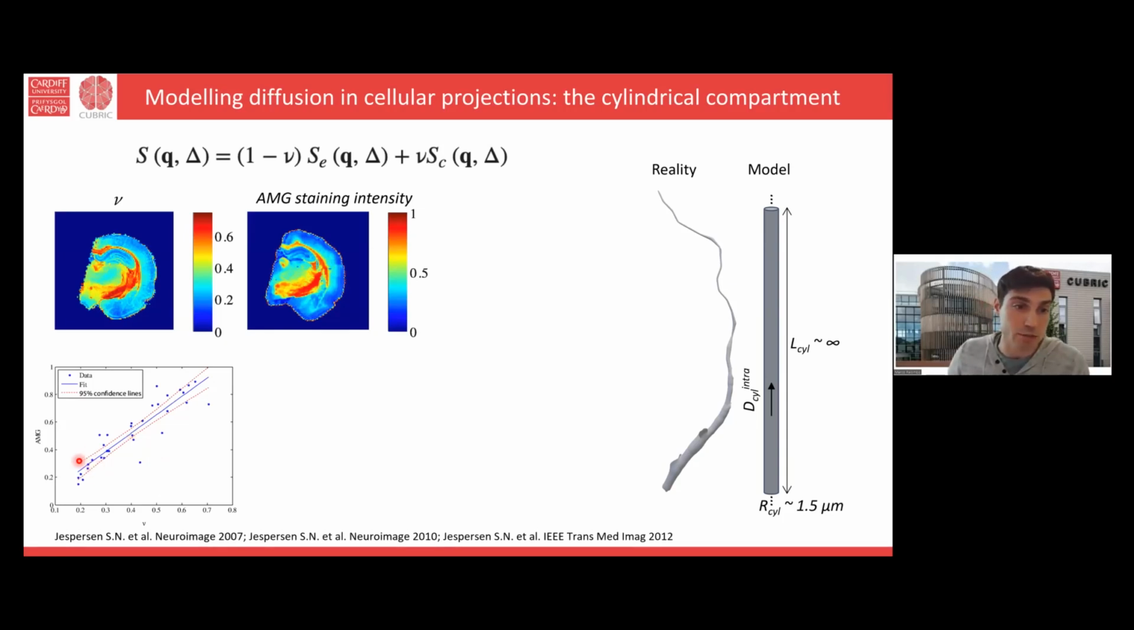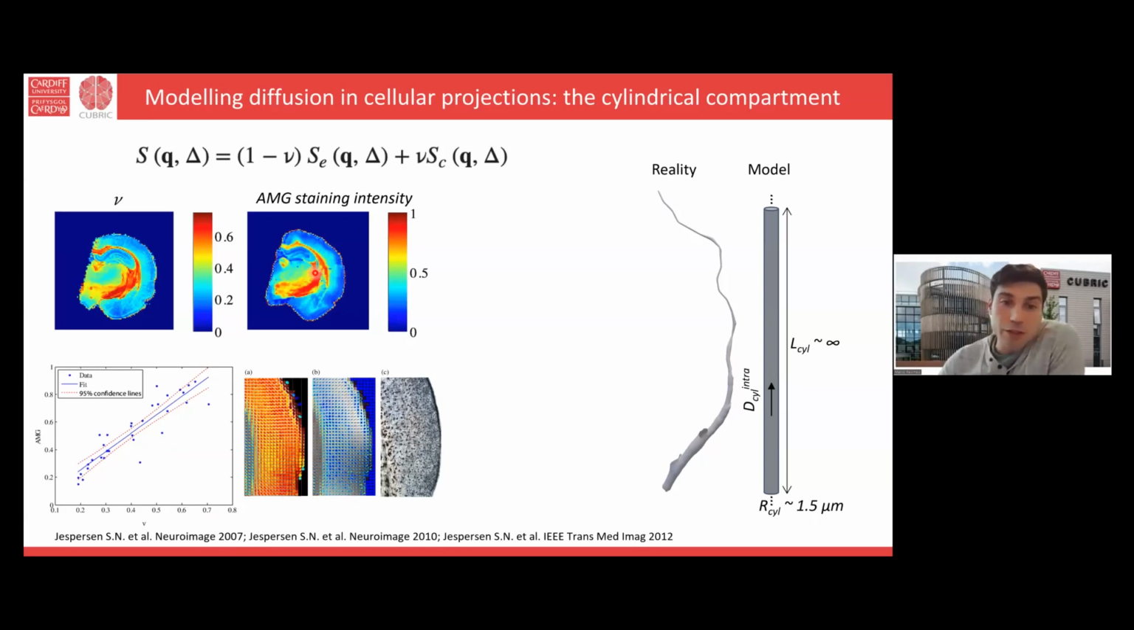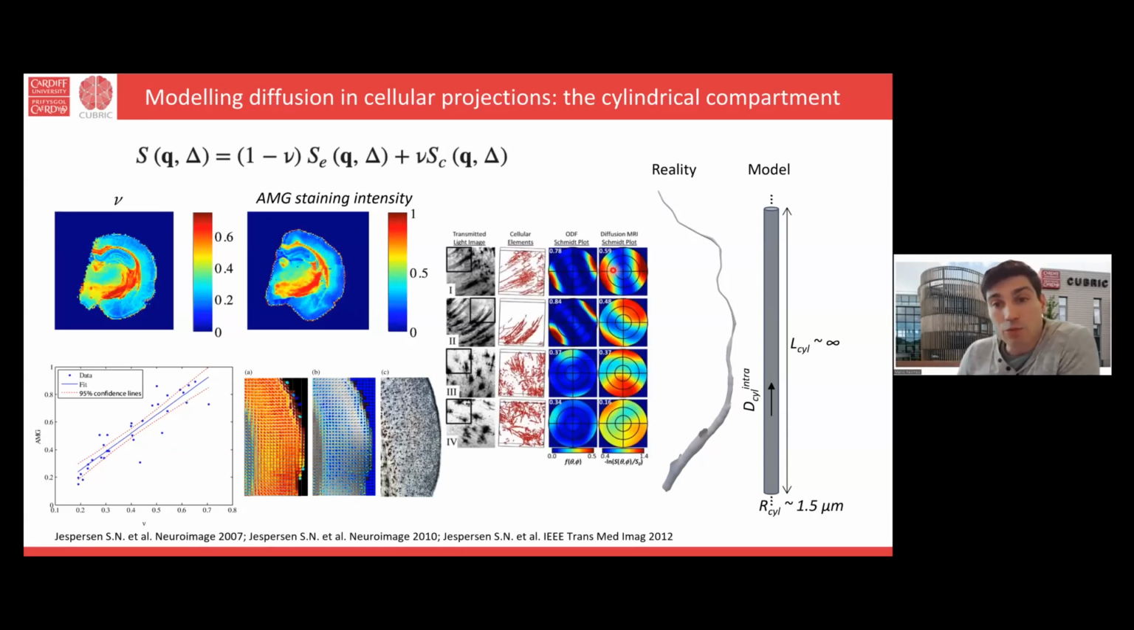Here you see the correlation between the estimated signal fraction from the cylindrical compartment and the estimated myelin intensity in the area. And here you see a visual comparison of the map they obtained with the model and what was the histology. Also, because the orientation distribution of the fibers was a parameter, they were able to show that we have sensitivity to it in the gray matter. So we can measure, this is from diffusion MRI and this is from the histology, and you can see we can measure correctly, with some degree of uncertainty, the directionality of the fibers in the gray matter.